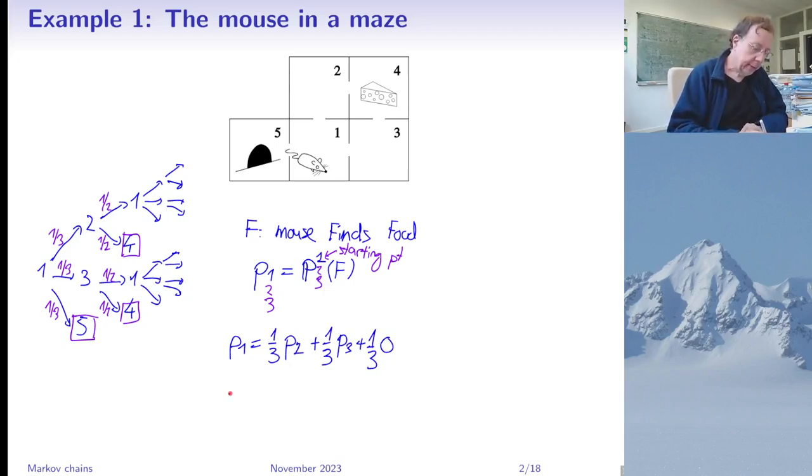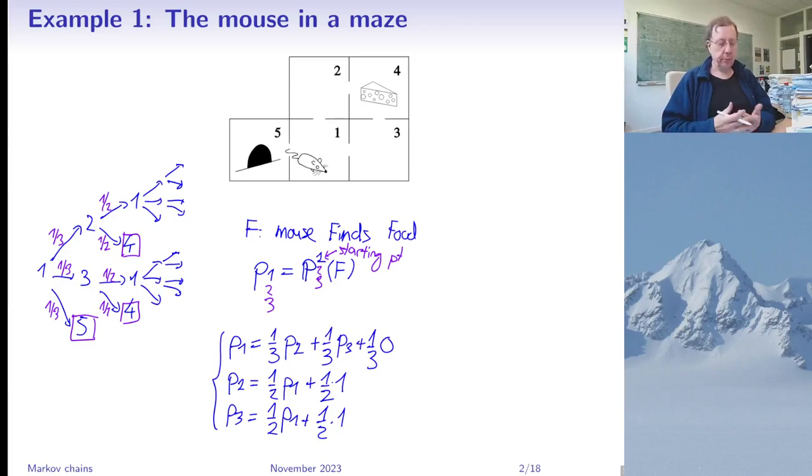And now I can write something similar starting from room number 2, so I will have 1/2 times P1 plus 1/2, and well, if it goes to room number 4, the probability of finding the food given that is actually 1. So P4 is 1. And P3 is also given by 1/2 P1 plus 1/2 times 1.